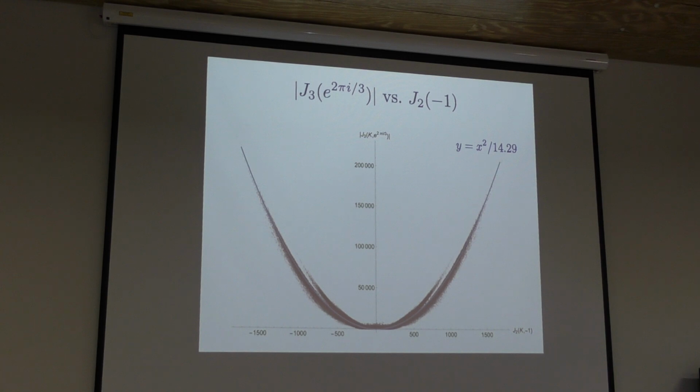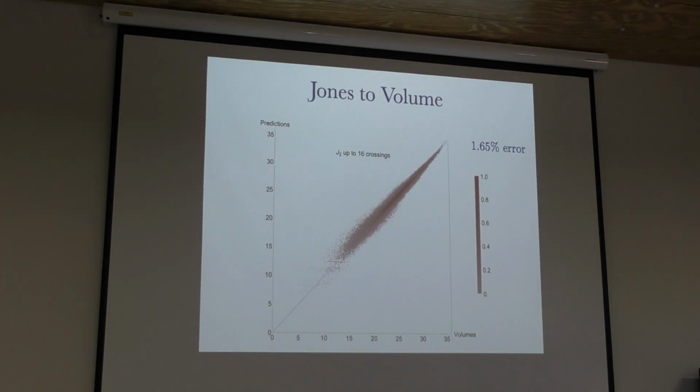Another thing you can do is plot the evaluation of the Jones polynomial at the phases associated with the volume conjecture. If you take the third root of unity for the adjoint polynomial and minus 1 for the fundamental polynomial, there's a quadratic relation between the evaluations at these different phases. How did you pick these phases? These phases are just the ones put together in the volume conjecture.